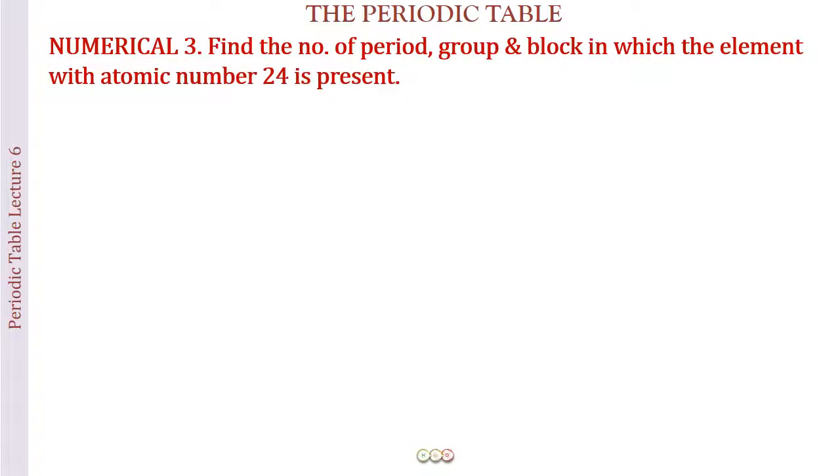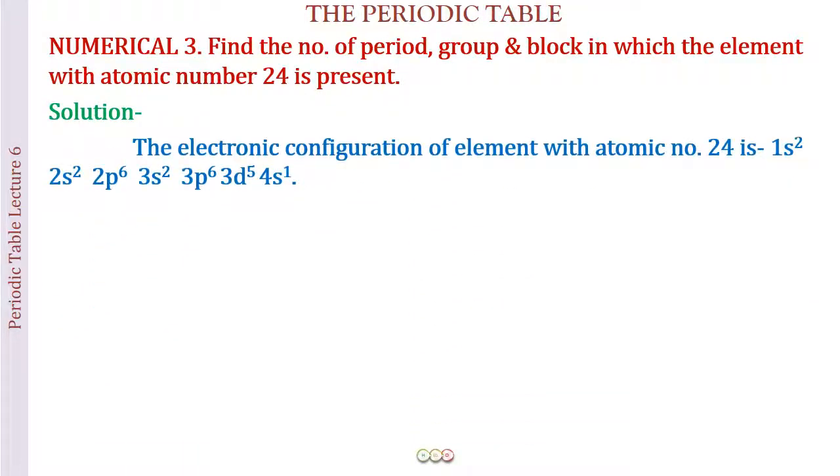So next we have to find the period, group and block in which the element with atomic number 24 is present, and this one is important for you to understand. You have been doing the electronic configuration for this element in the structure of atom. This is chromium, if you remember, and this is important here also. Why? Let me explain this to you.